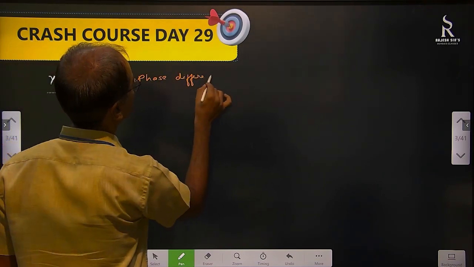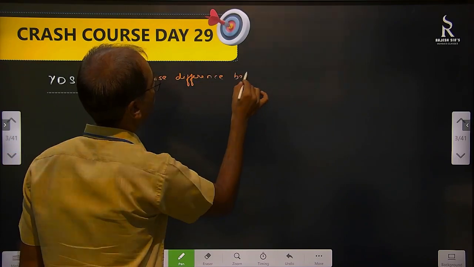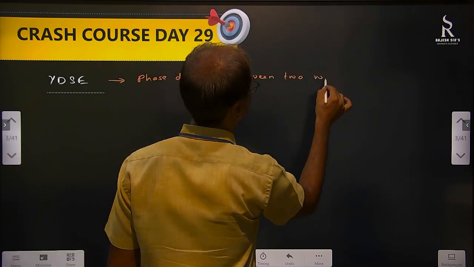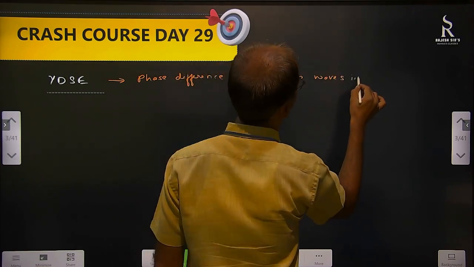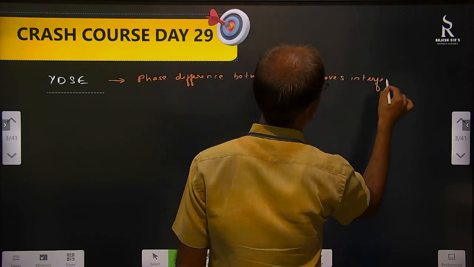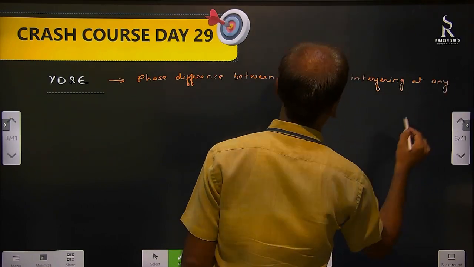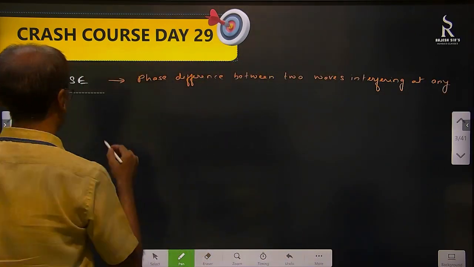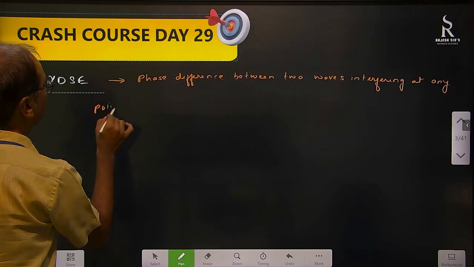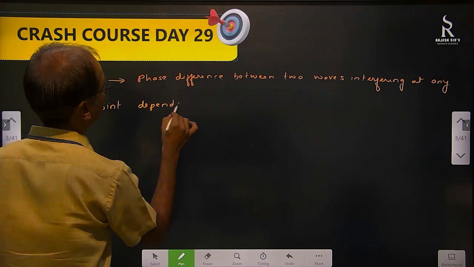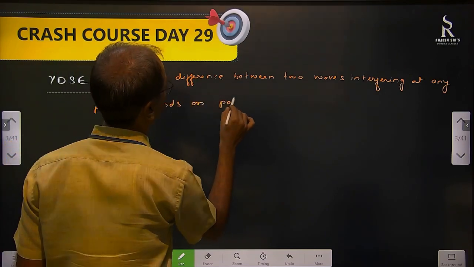The phase difference between two waves interfering at any point depends on path difference alone.